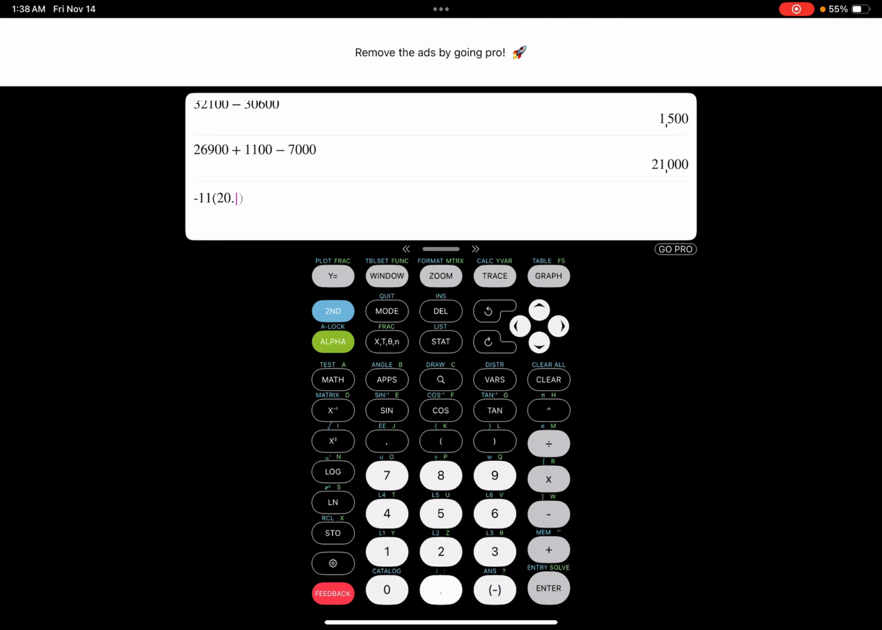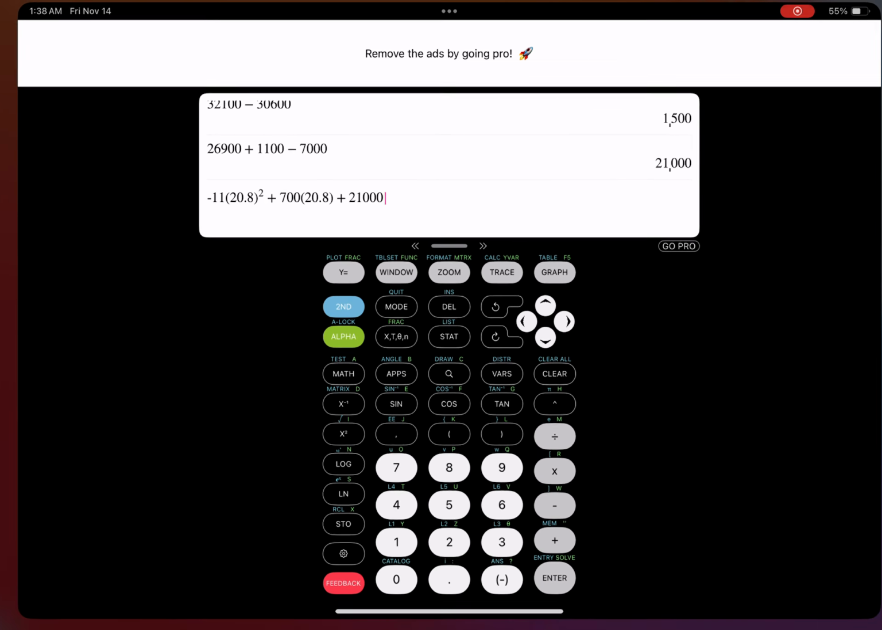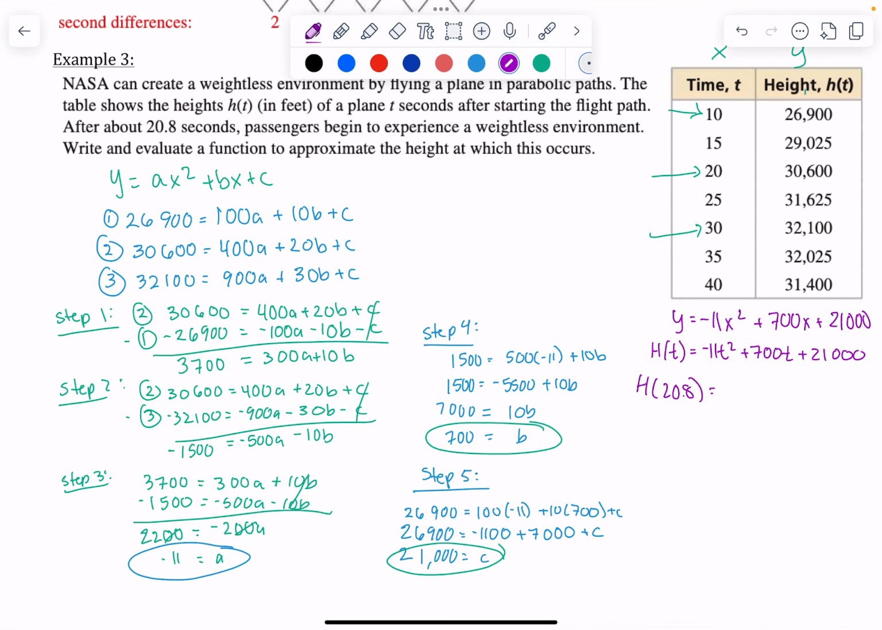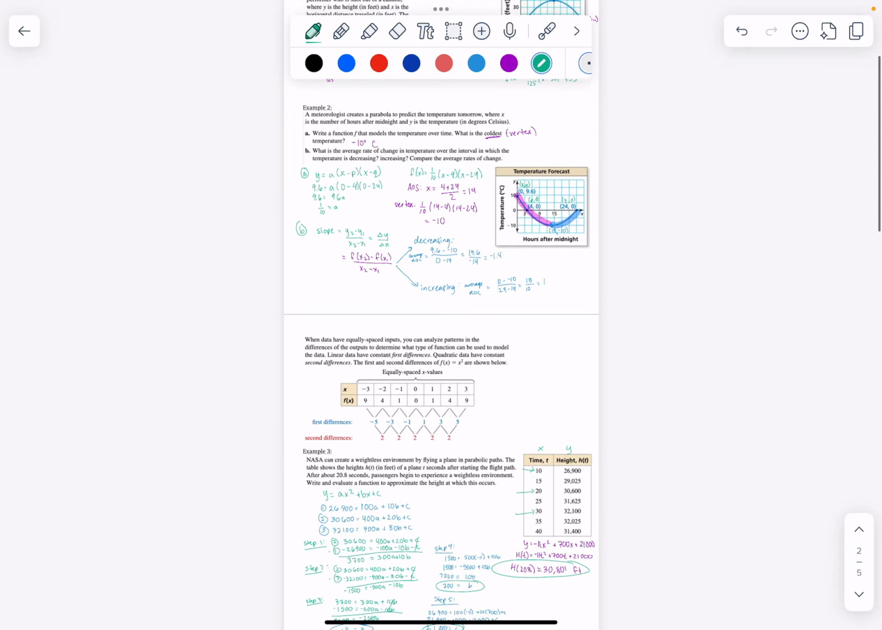Negative 11 times 20.8 squared plus 700 times 20.8 plus 21,000. And we get 30,800 and, let's say 1. Let's round. So approximately 30,801 feet. And that's our answer to that.